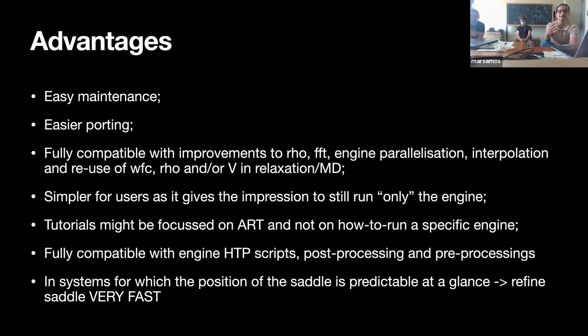As it was previously, there is an ART-PW, an ART-QE, an ART-LAMMPS, which makes the tutorials a bit confusing also. And in addition, because it only interacts with the engine through the external forces, it is fully compatible with any high-throughput scripts or post-processing or pre-processing, because in reality, the code that you run is the engine. So now we are interfaced with Quantum Espresso. We run PW as always. And of course, in a system for which the saddle point is predictable at a glance, you can directly place your atoms already close to the saddle point, and you just need to refine the position of the saddle point. And this is very, very fast.